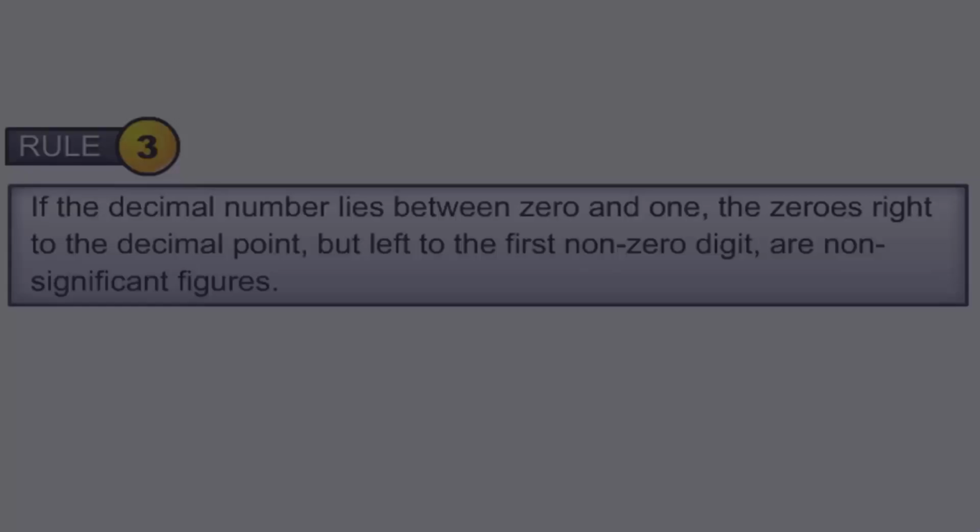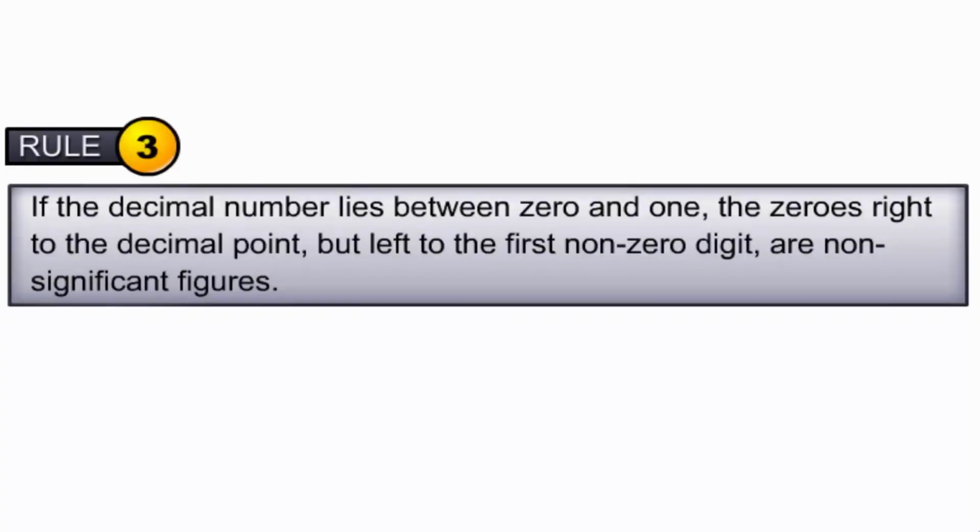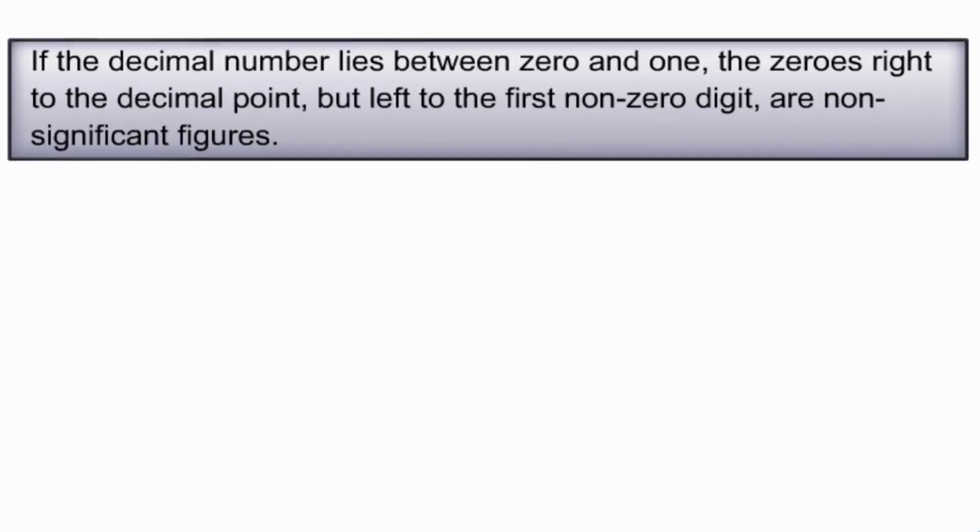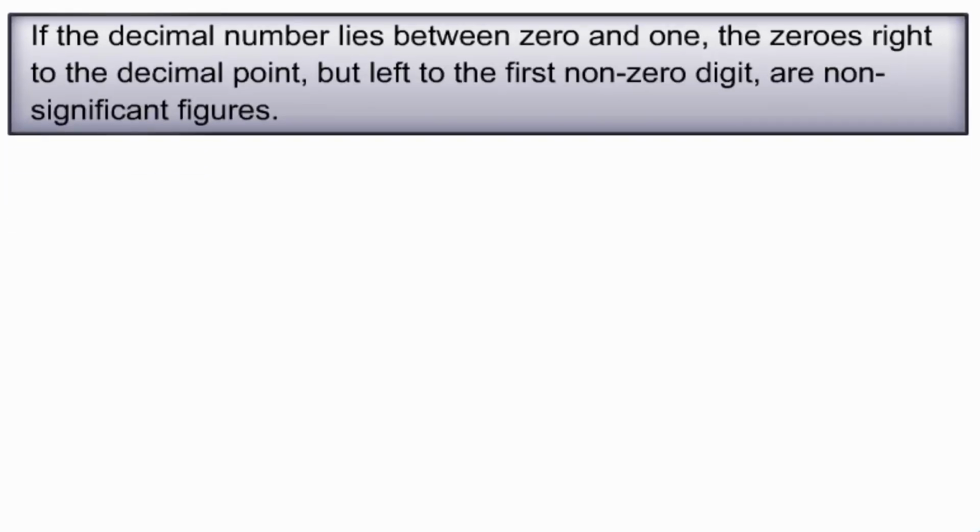The third rule says that in any measurement, if the decimal number lies between 0 and 1, the zeros to the right of the decimal point, but left to the first non-zero digit, are non-significant figures. Consider any number. Say 0.006452.